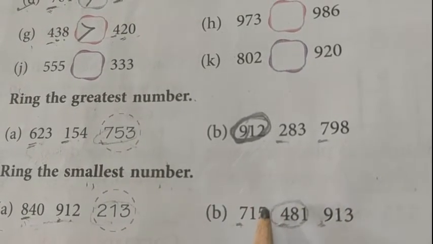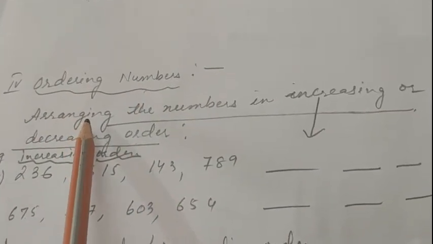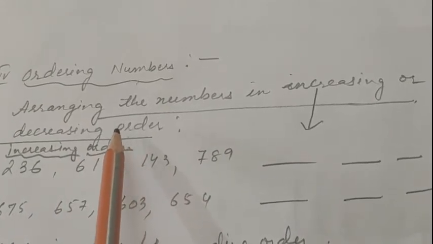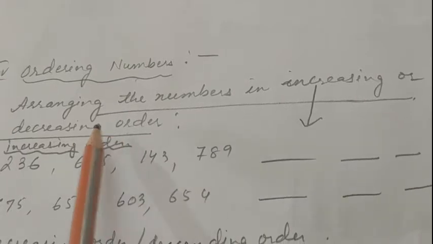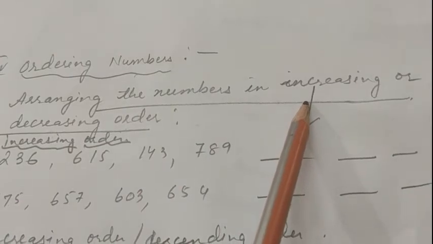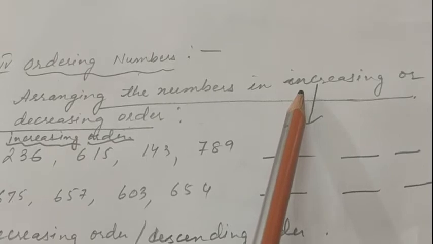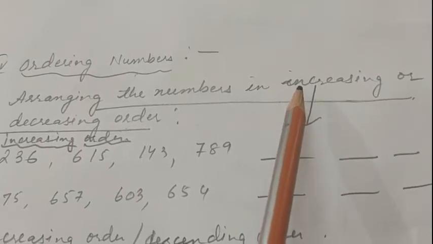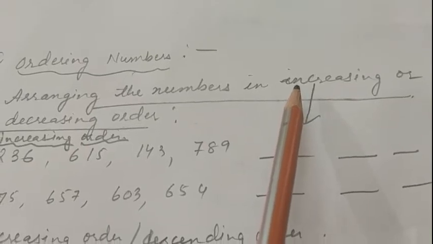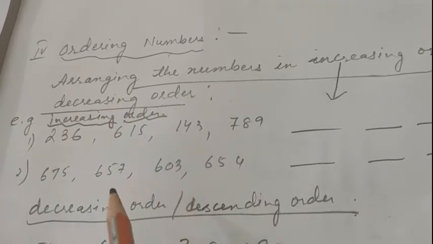Let us go to the next topic. So topic is ordering numbers. Ordering numbers means arranging the numbers in increasing or decreasing order. Ascending order or descending order. So same thing, increasing order means least to the greatest. That means what we have to do? We have to go from small to big. And decreasing or descending order means greatest to the least number. So you have to do it.